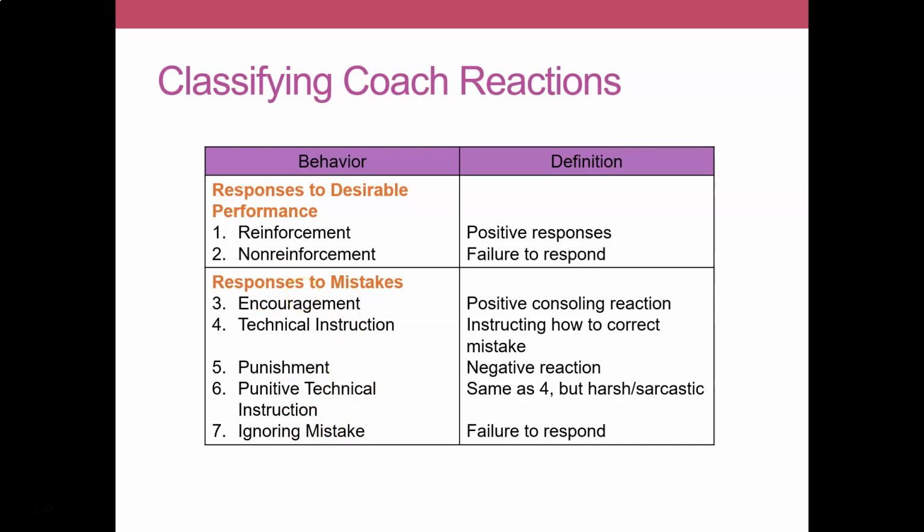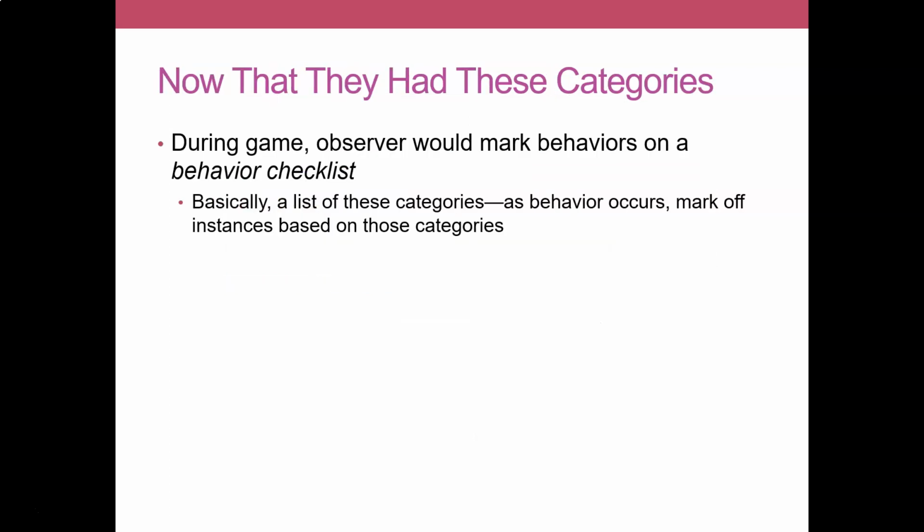And so the idea is that somebody who has this coding system can go out, watch a Little League game, and note the different instances of these different types of behaviors. During the game, the observer would mark the different behaviors on a behavior checklist, which is basically a list of these different categories. As you see a behavior, mark off instances when you see it, so we get a count of how many different behaviors you actually saw.